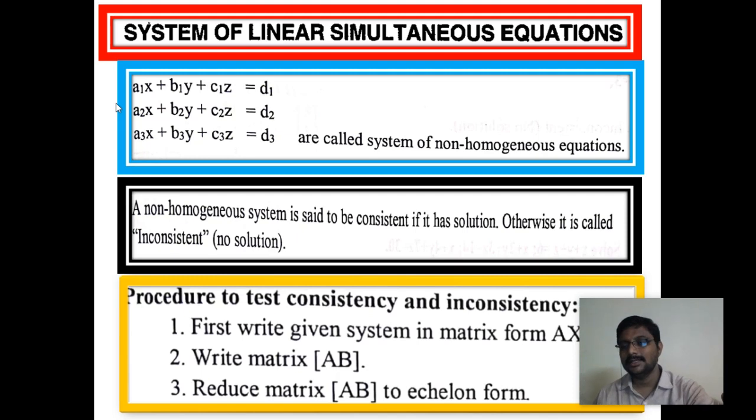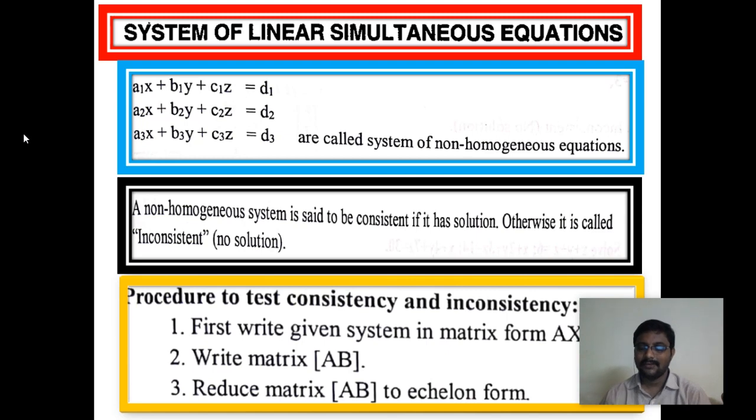Procedure to find the consistency and inconsistency. First, we have to write the matrix form. The matrix form is AX equal to B. Now we have to write the augmented matrix, that is AB. Last, we have to reduce the matrix AB into echelon form.